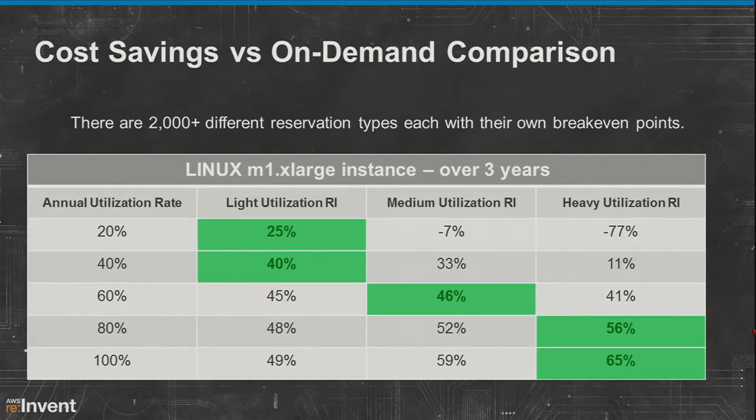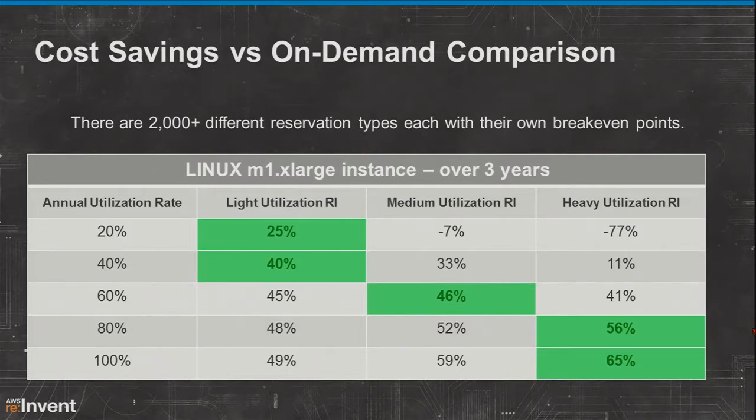So this is for an M1 X large running Linux. And let's kind of take this column by column. So the very first column that you see here is the annual utilization rate. And I've kind of broken this down based on several samples, 20%, 40%, 60, 80, 100, okay? So you look at the second column, and let's say that I am using an instance 20% of the time, and I have purchased a light RI for it.